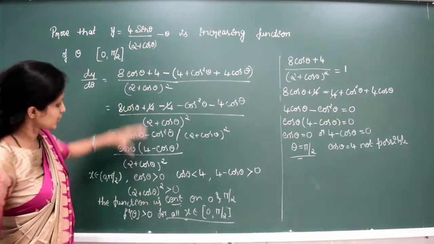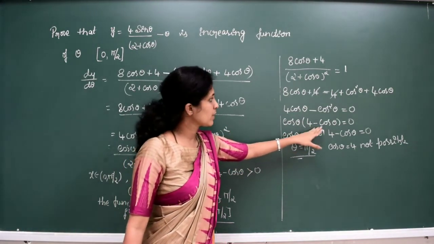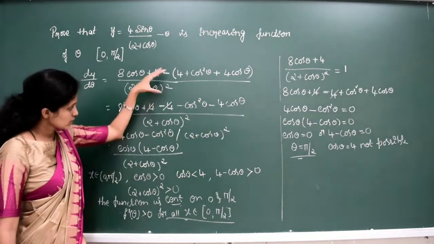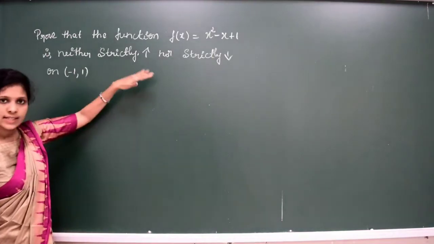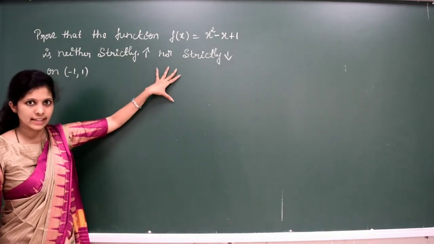Here actually no need to do these things. Directly we have the value here, cos theta into (4 minus cos theta). That one you can simplify and write the denominator as it is. So you can skip these two steps, directly you can write this one. See this one, I am not going to solve this problem, just let me explain it because it is easy. You can solve this.